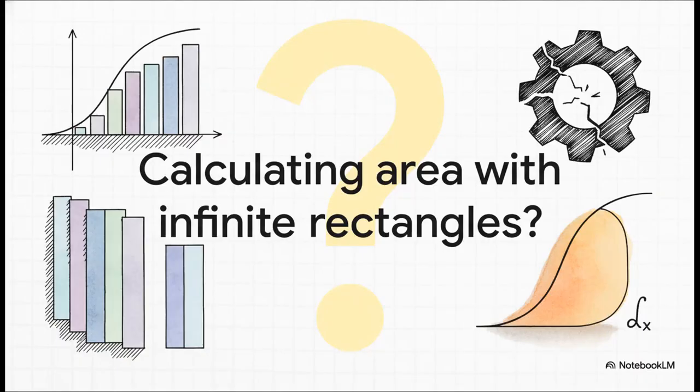You might remember the old school theoretical way of doing this. Slicing the area into an infinite number of super thin rectangles and then adding them all up. It's called a Riemann sum. It's a cool idea, I guess, but trying to actually do it, yeah, it's a complete nightmare.